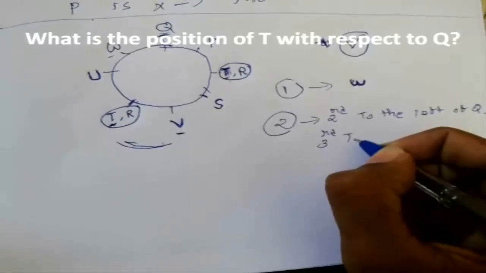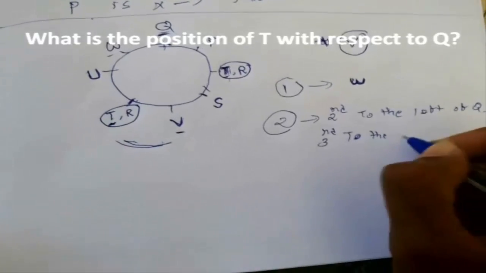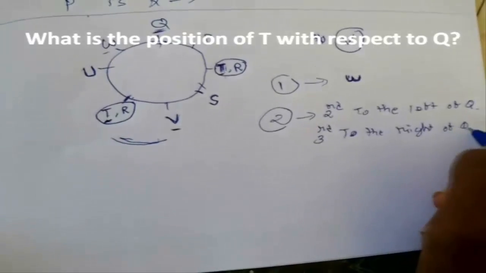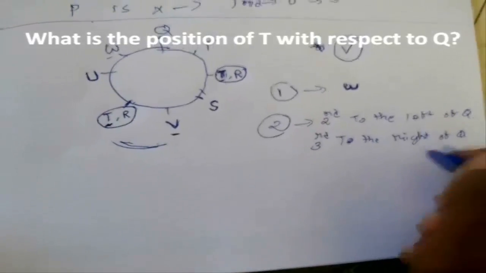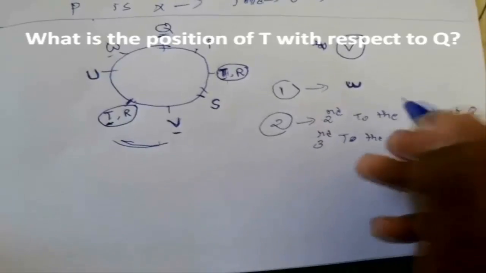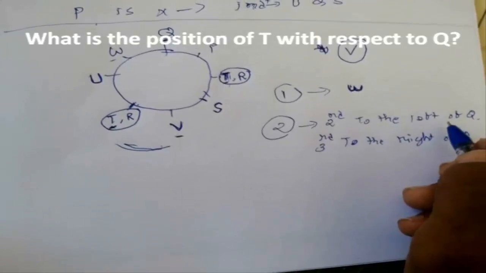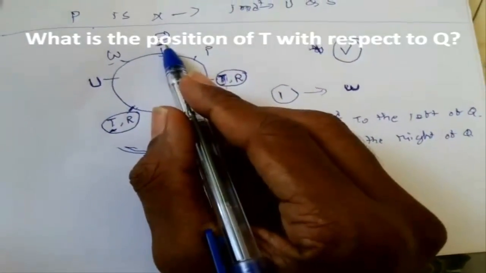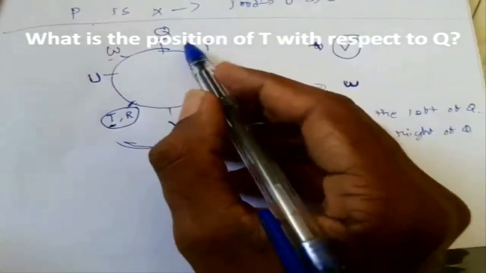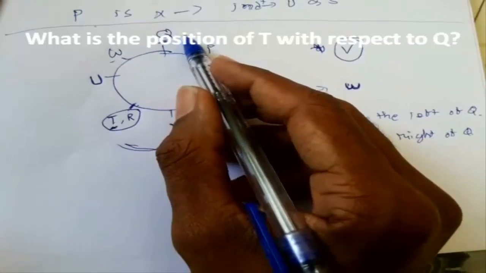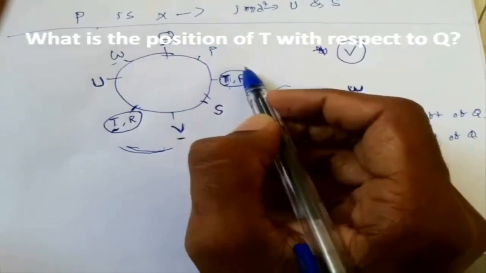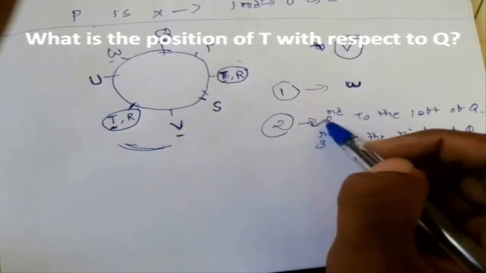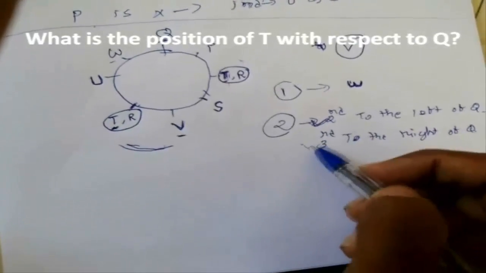Third to the right of Q. Now just check if both of the conditions are true. The word which is followed by of is Q, so point out Q here, and the direction is left, so we have to move in a clockwise direction. If you move clockwise, on the second position T is here, so this condition is true.